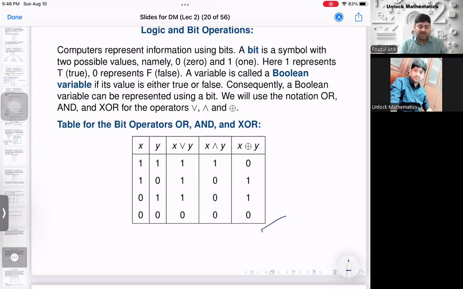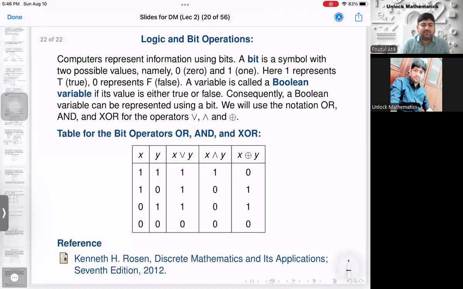Up to that, all the content I have taken from this book only, Kenneth H. Rosen, Discrete Mathematics and its Applications.